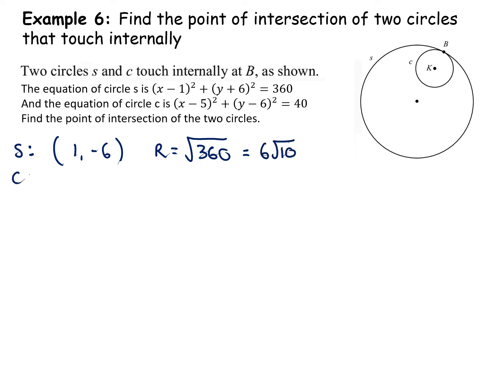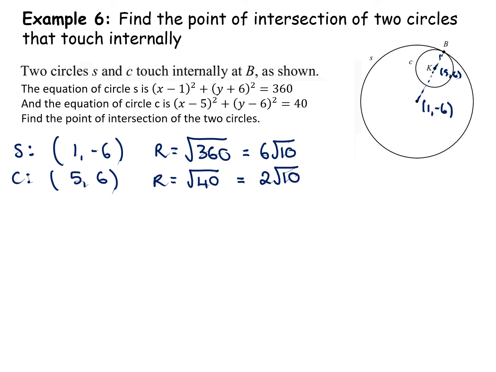And for circle C, I have (5, 6), and the radius there is the square root of 40. That's 2 root 10. Okay, so we have that information, and just to put that on our diagrams, this is S, this is (1, -6). That center K there is (5, 6). And we have this line here, and we're basically trying to find B.